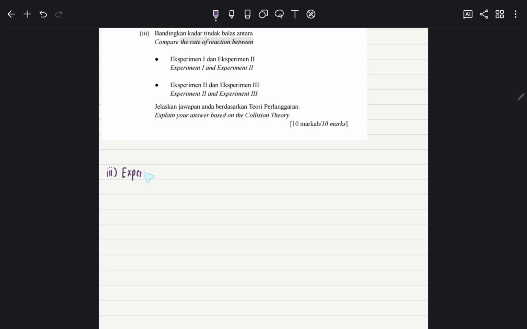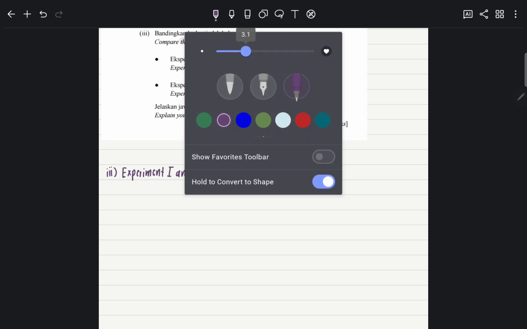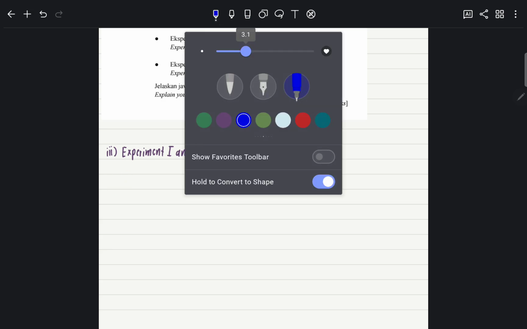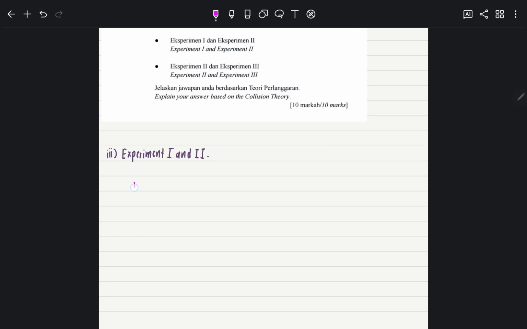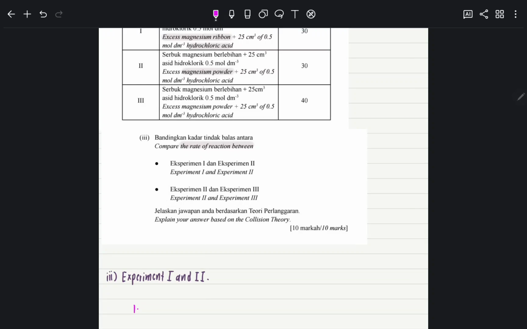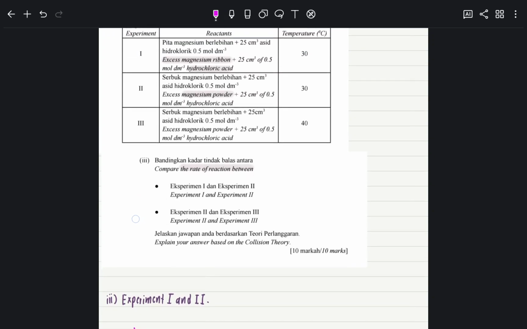Okay, just write question 3, experiment 1 and 2. So your first sentence is about the total surface area exposed. So you should compare the size first, because we are talking about the size. So which one's size is smaller or bigger? Up to you.